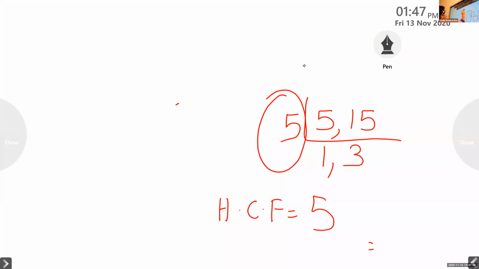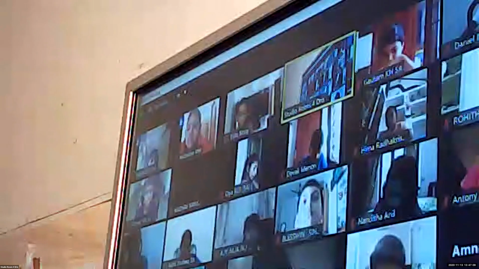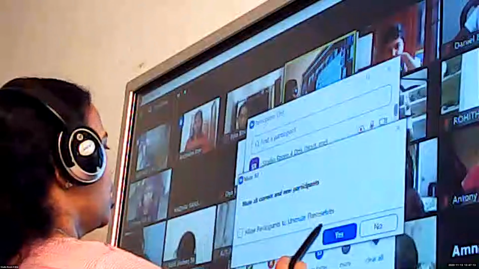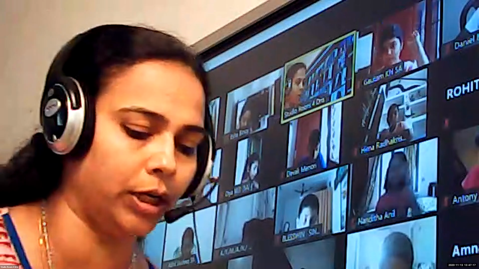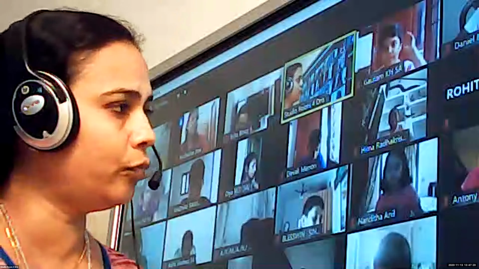Okay, now I want all of you to take out your workbook. We will continue to find the fraction in its lowest terms. You can use HCF or the division method. Look at the question: if they're asking to do with HCF, you have to do that method. If they're asking to find the lowest term using division, you have to do like that. Yes, Gautam? Is there any doubt?